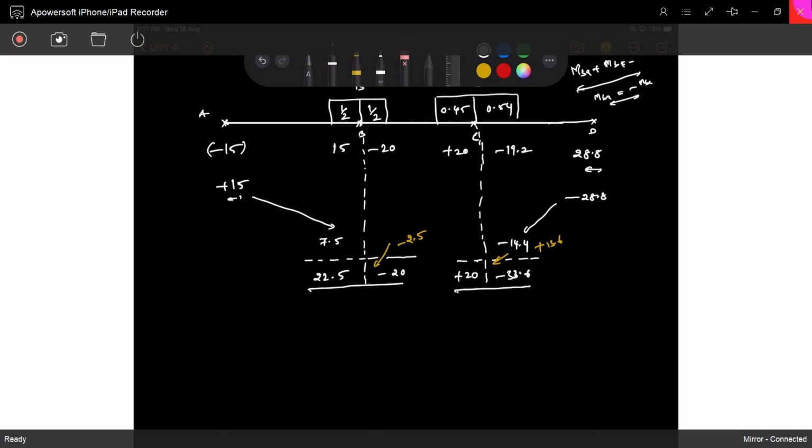So you have to apply minus 2.5. It is distributed based on the distribution factors. The distribution factor is a half each, so they will take half and half. If you applied minus 2.5, each takes 1.25.